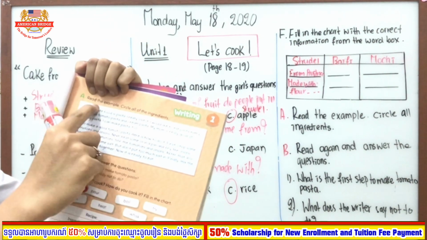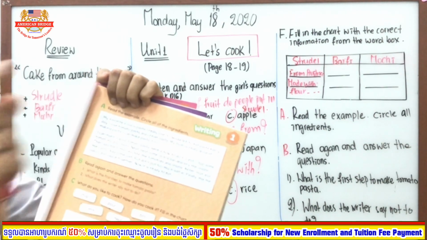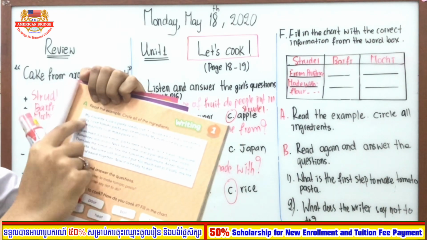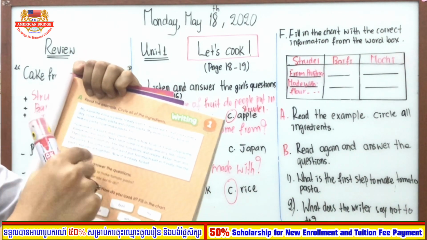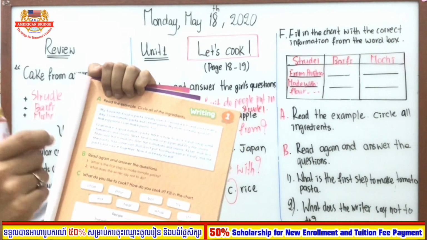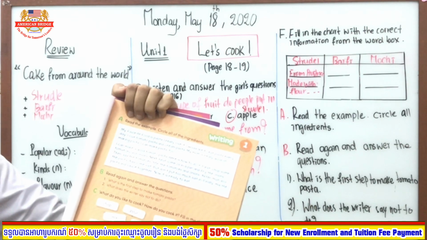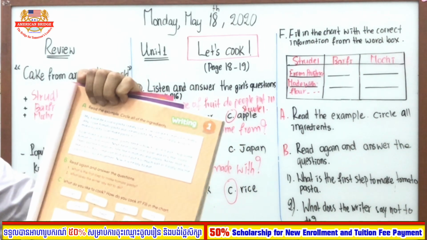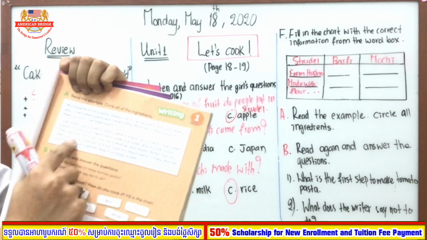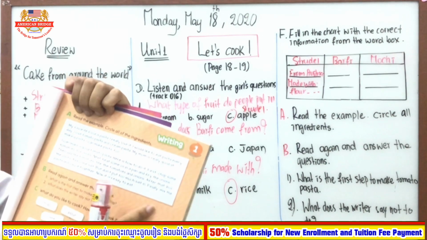What you have to do is read the example that they provided and circle all the ingredients. For example, if pasta is the ingredient, you circle the word pasta, and if the word tomato is considered an ingredient, you need to circle tomato. Teacher believes that you also know what the word ingredients means, right? So try to find the ingredients in this example, and then circle them.